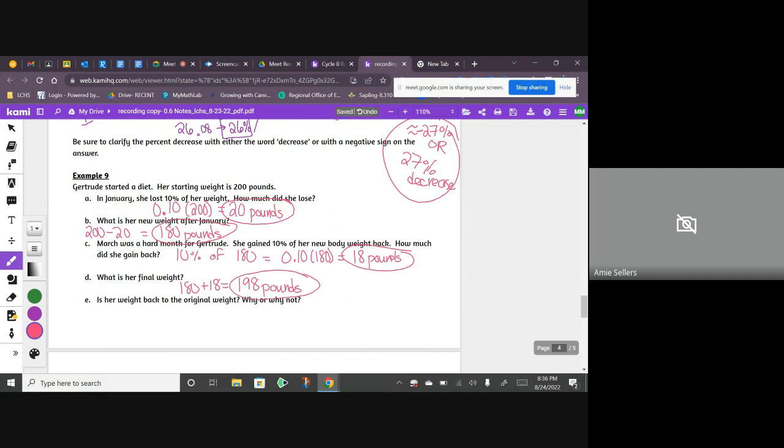Is her weight back to the original weight? Why or why not? So these do not match. The 200 and the 198, they do not match. And the reason is even though we had a 10% loss and then a 10% gain, we were looking at 10% of two different numbers. So she is not back to her original weight, because this was 10% of two different numbers. So it did make a difference.